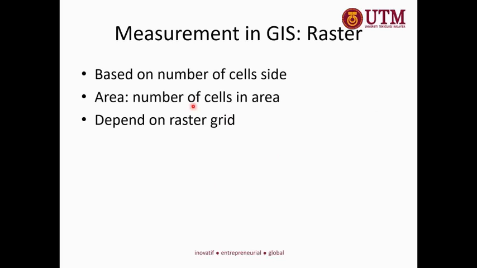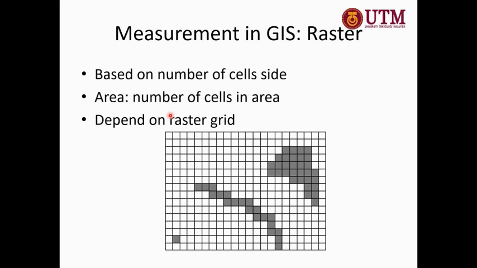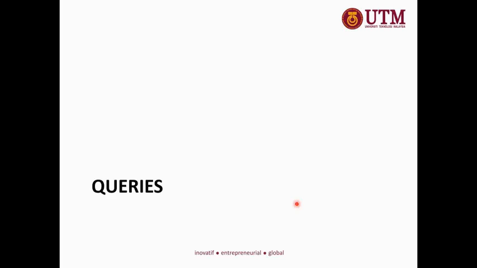For raster, we base it on the number of cells. The area is the number of cells in the area, and it depends on the raster grid, as I said, based on the resolution or the grid accuracy. If you see here, the area is based on how many pixels have been calculated inside. The same goes over here. So that's the first analysis, which is the measurement. We can measure distance, perimeter, and also the area of the features inside GIS, in vector and also in raster.